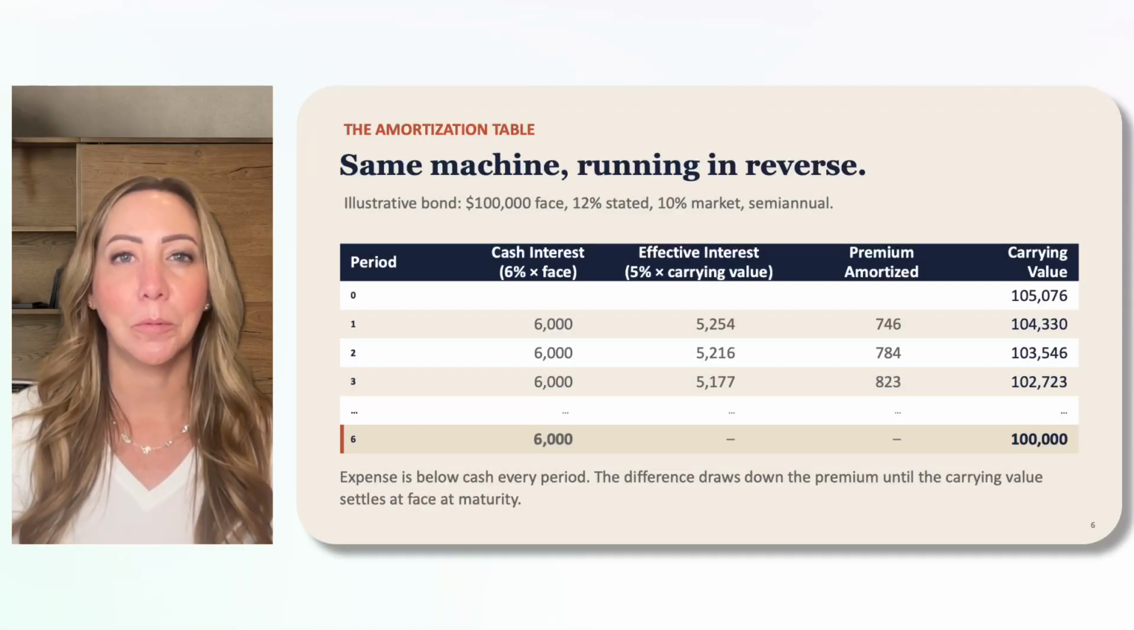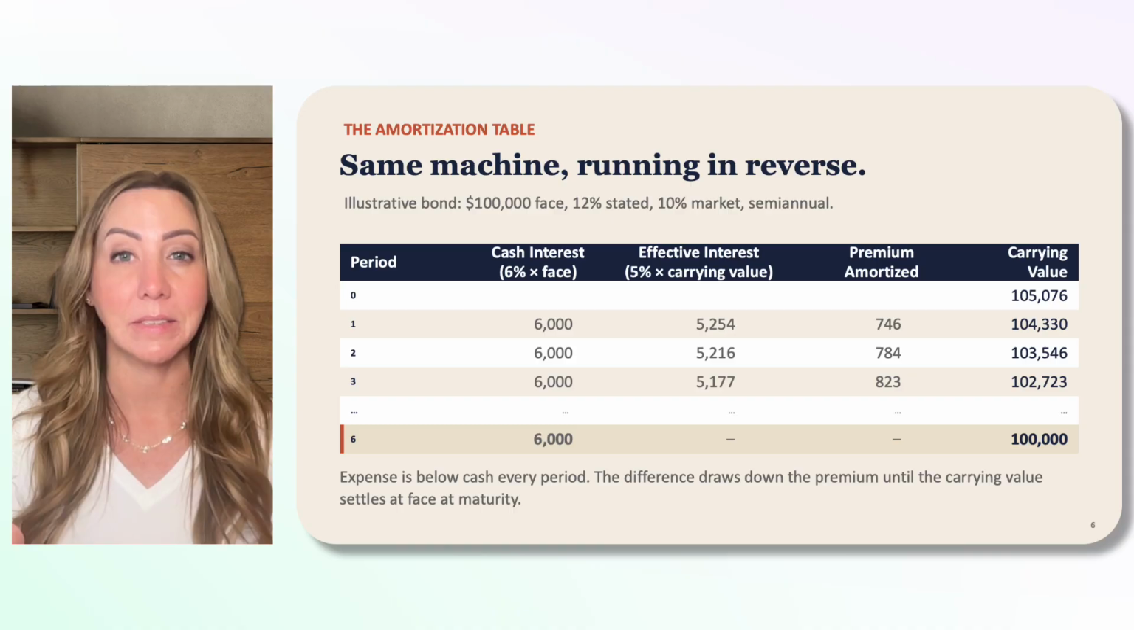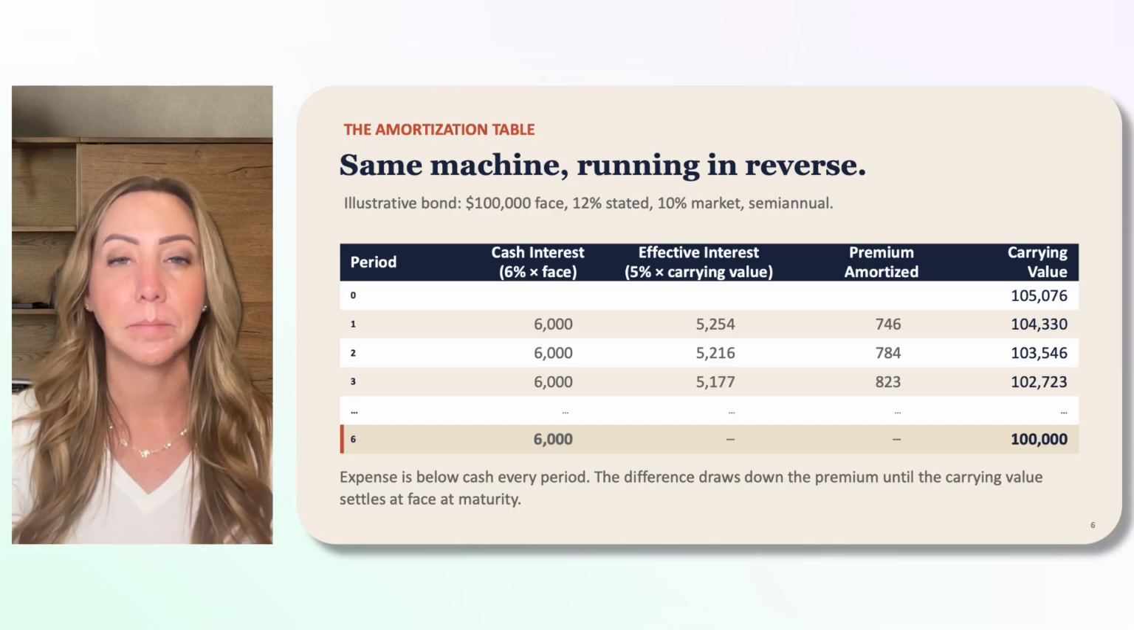The amortization table also works the same. It's the same machine running in reverse. Its only job is to take the premium we collected at issuance and spread it across the life of the bond, reducing our interest cost a little each period. Ignore the specific numbers and focus on the patterns in each column.